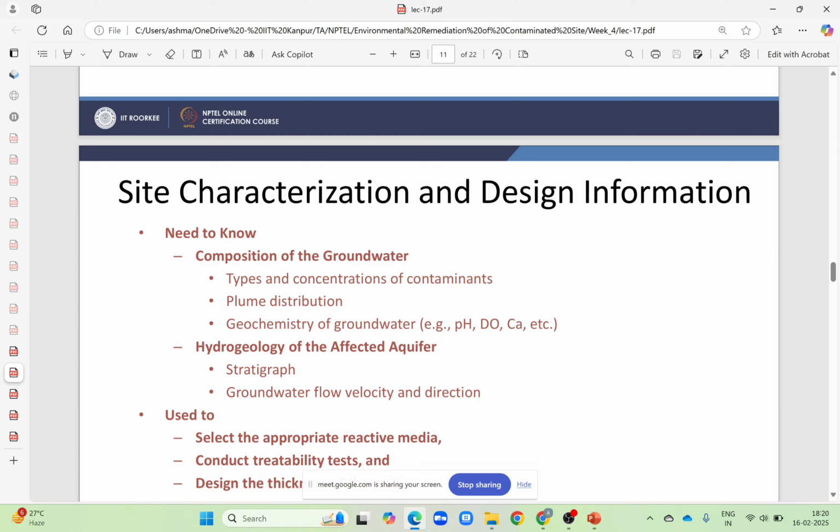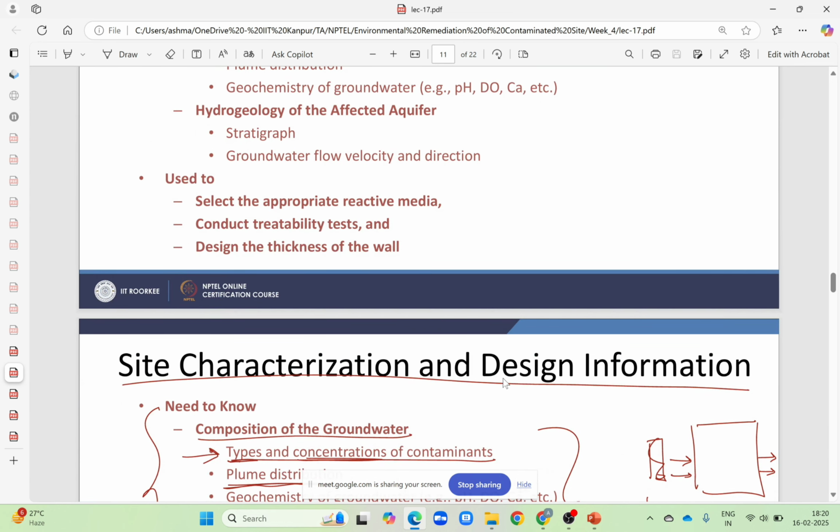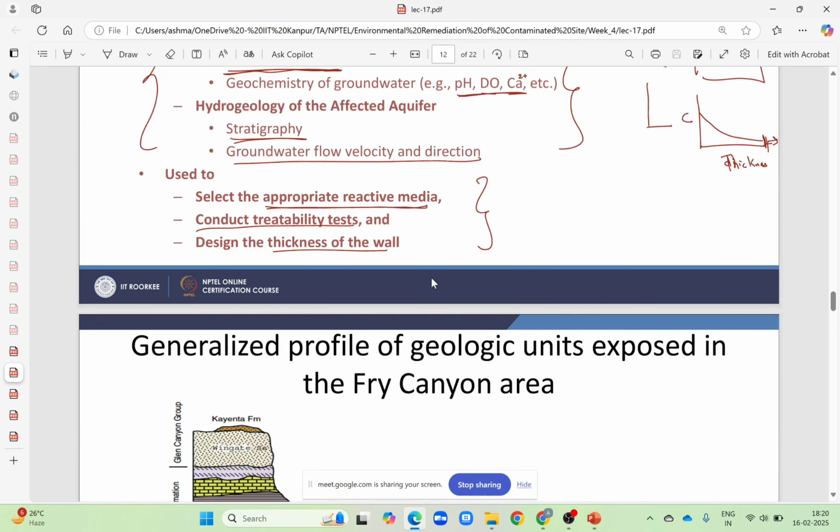Next, we need to know the hydrogeology of the affected aquifer, that is the stratigraphy. So what are the various layers inside the aquifer, and what is the groundwater capacity and nature. These will help to select the appropriate active media, conduct treatability tests and design the thickness of the wall. So we will be solving questions based on designing the thickness of the walls. Some data about the volume, the plume distribution, the velocity in the aquifers and other parameters will be given, and we have to define the thickness of the permeable reactive barrier.